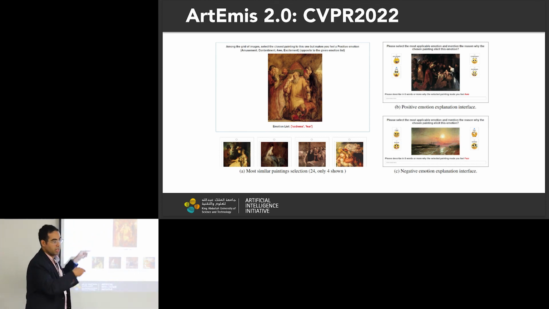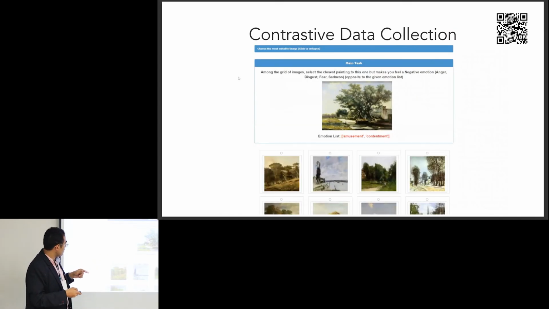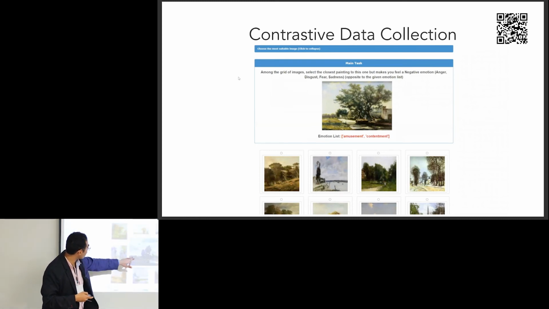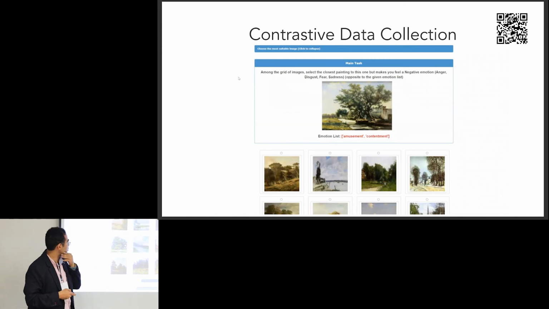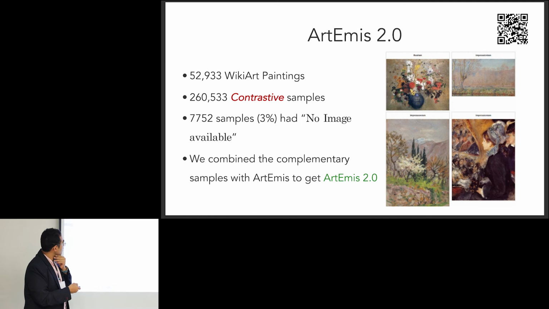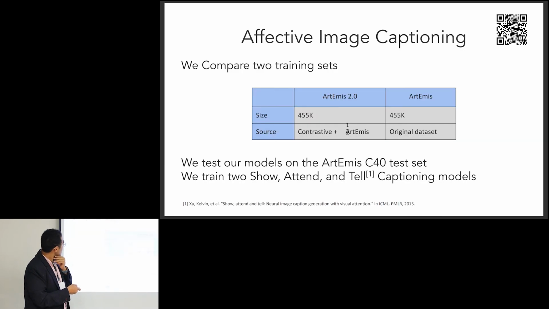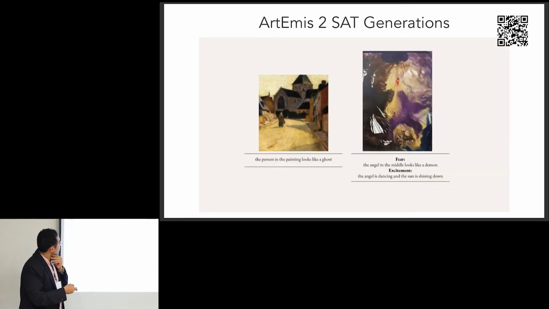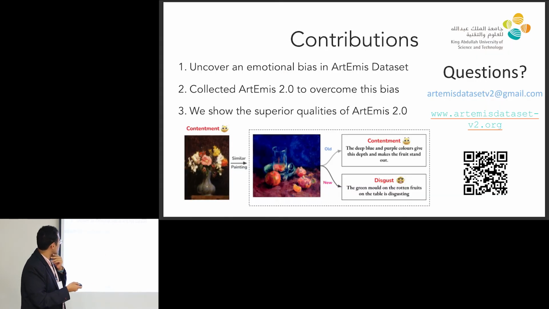And hence, if you can imagine that we do this by iterating on these images, we will balance the dataset bias. Right? This is an interface that we built, and you can see that you can hover and look at things to make things easier for the participants. So this is the story of Artemis 2, and the dataset is available.